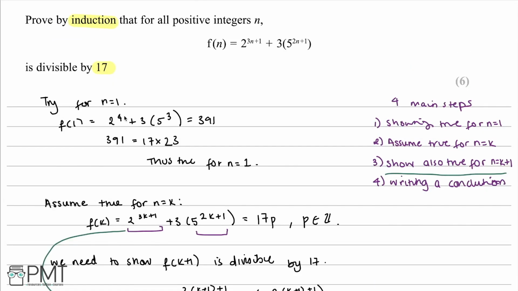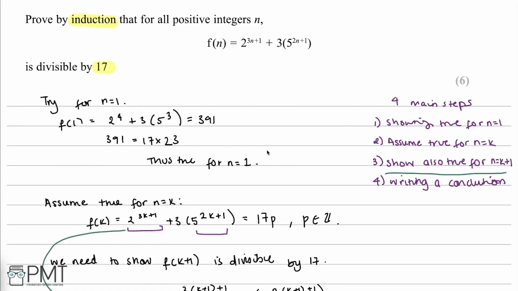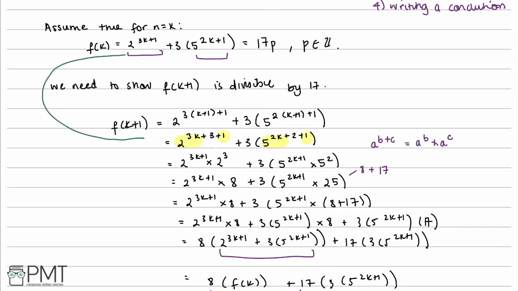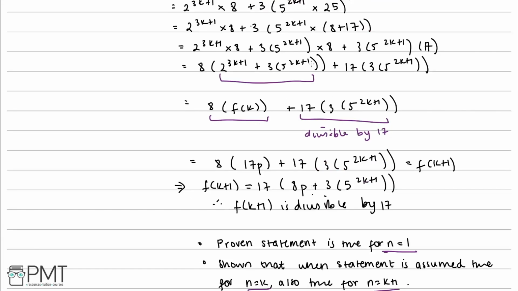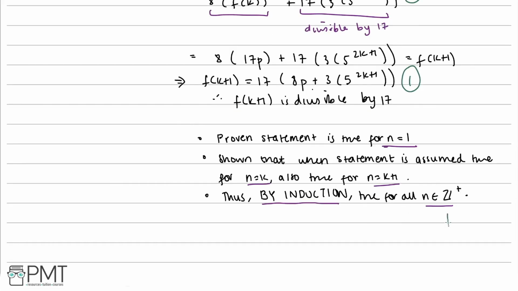Now that we have solved our question, let's find out where the marks are. We get 1 mark for showing that the statement is true for n is equal to 1. We get another mark for assuming true for n is equal to k. We get another mark for writing out f of k in this form, and an accuracy mark for arriving at this solution in which we can write f of k plus 1 using f of k. We thus get an accuracy mark by showing that f of k plus 1 is equal to 17 times 8p plus 3 times 5 to the power of 2k plus 1. And we get a method mark for writing our concluding statement.